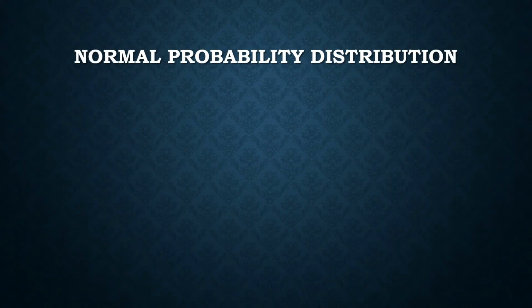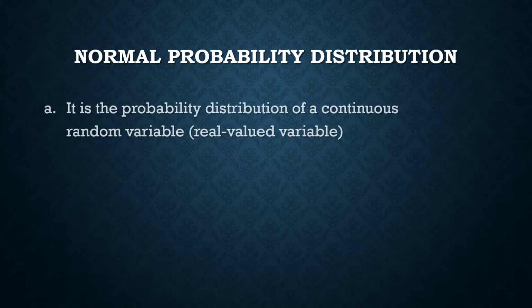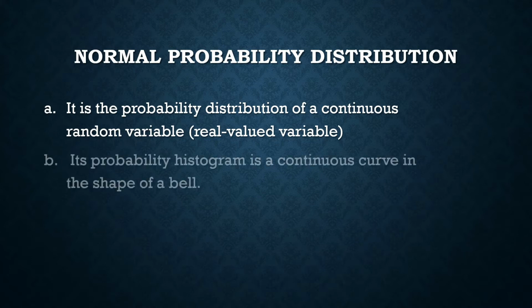Normal probability distribution. There are 2 things to keep in mind when we speak about normal probability distribution. It is the probability distribution of a continuous random variable, a real valued variable. When you say real valued variable, it is a variable that will take on values that are real numbers. Its probability histogram is a continuous curve in the shape of a bell.